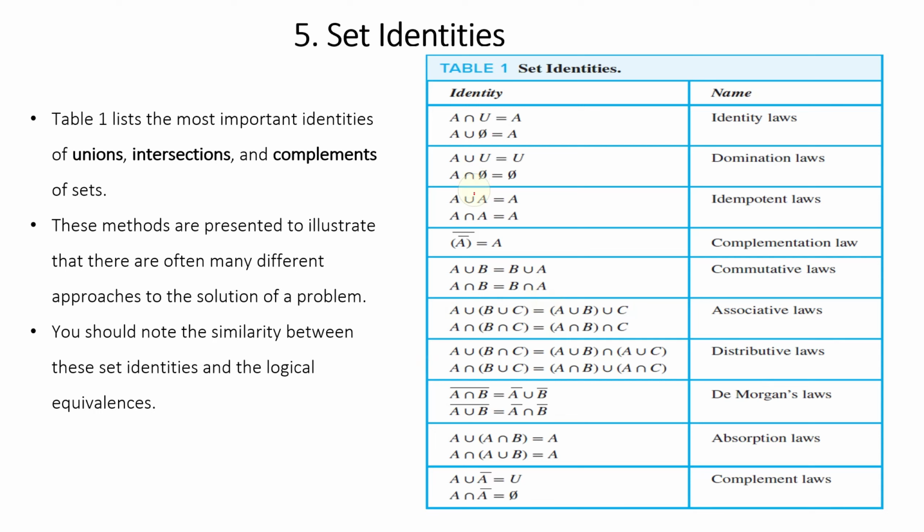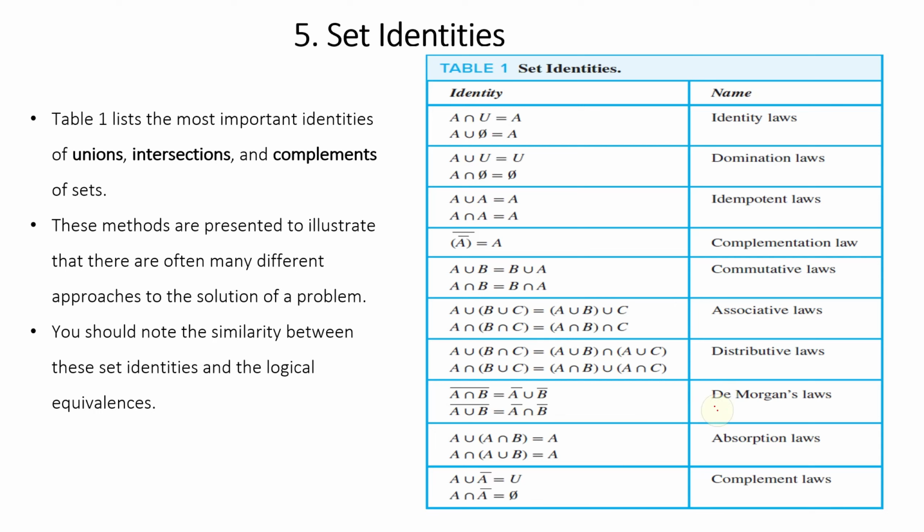And the distribution also works. If you distribute the union over the intersection, let's start with the first one: A union (B intersection C) means you distribute, giving (A union B) intersection (A union C). So basically the same things that we've seen are applicable.